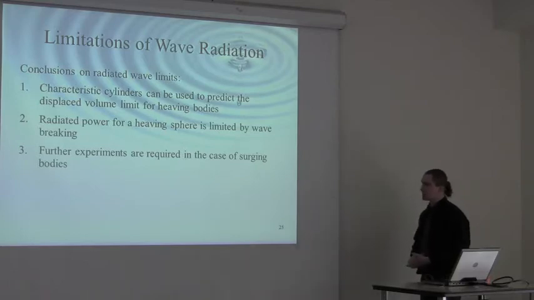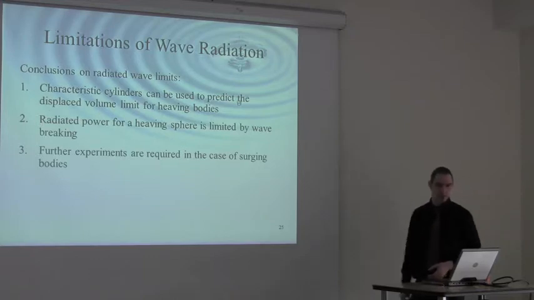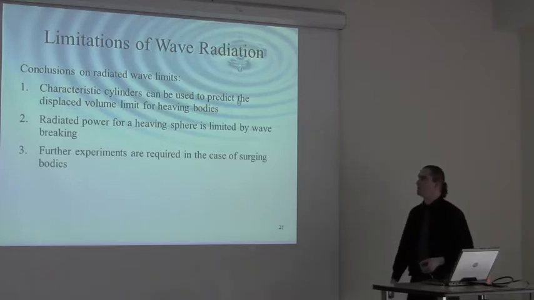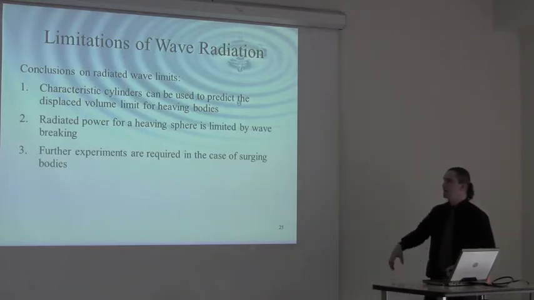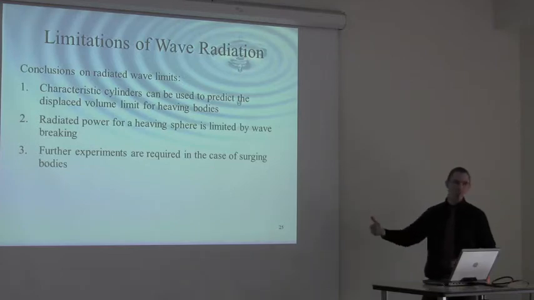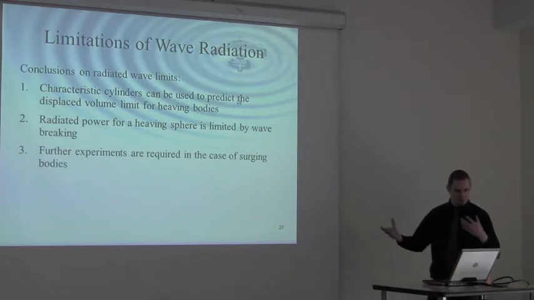The conclusions from that section of things is that the characteristic cylinders can be used to predict the displaced volume limit for heaving bodies. It works really quite well. However, more work needs to be done in the case of surging bodies with the flow around it affecting it. I mean, it might offer an upper limit or an efficient theoretical maximum for them, but the practicality is that we're nowhere near that, so we need to look at that some more.